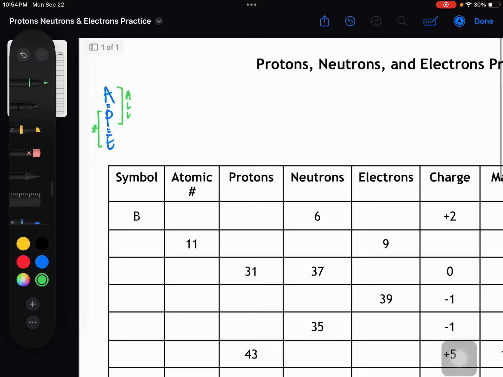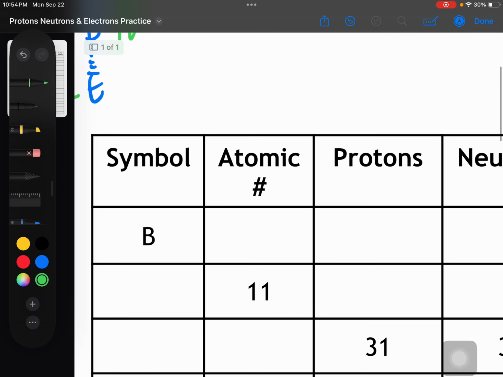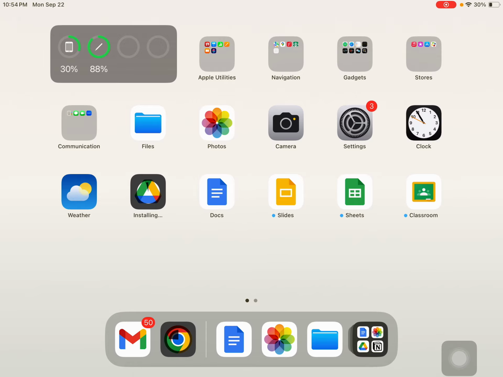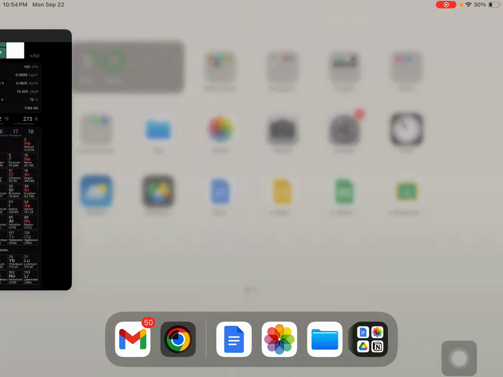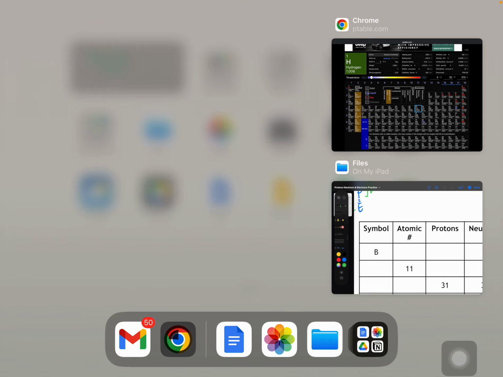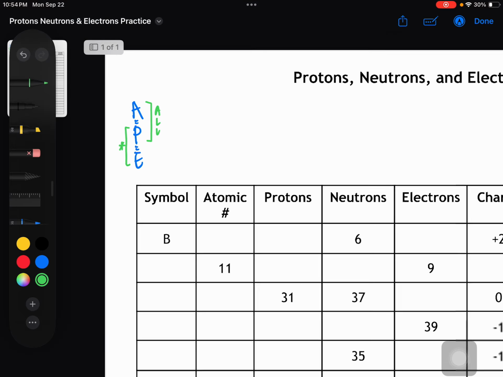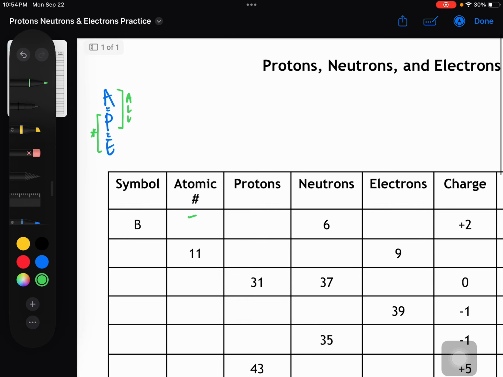So that tells me I need to find B for boron. So go to my periodic table, which is currently loading. Boron is number 5. Atomic number and protons will always be the same, so this is also equal to 5.